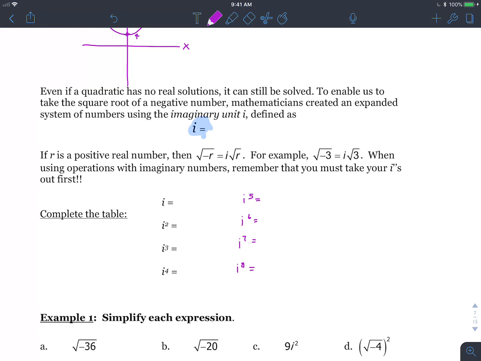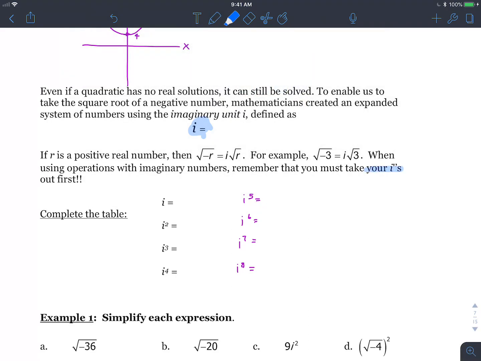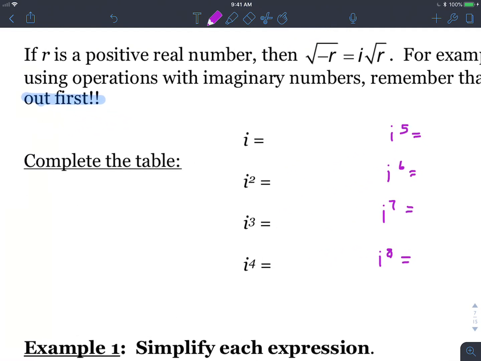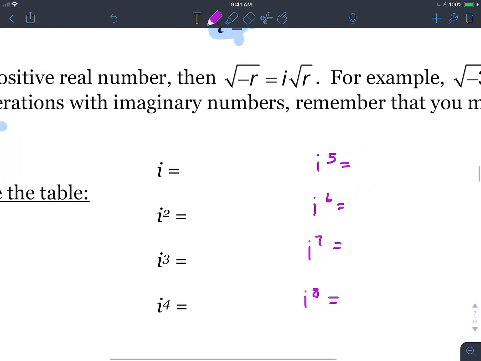Remember that you must take your i's out first. That's a key thing here, and it's actually going to help us solve a problem in a minute. Now, just real quick, let's look at a couple of things, especially these two here, which are going to be helpful.